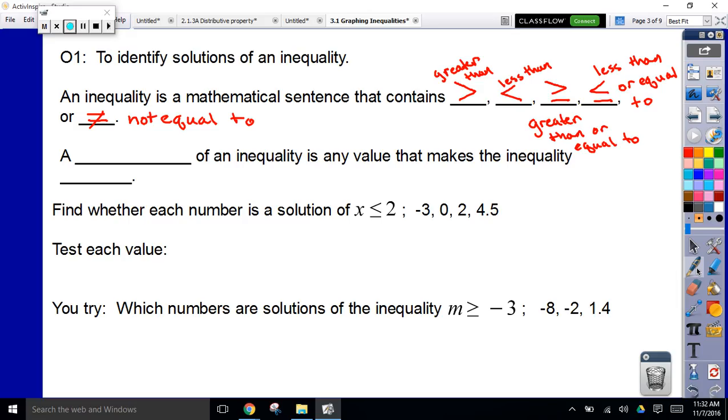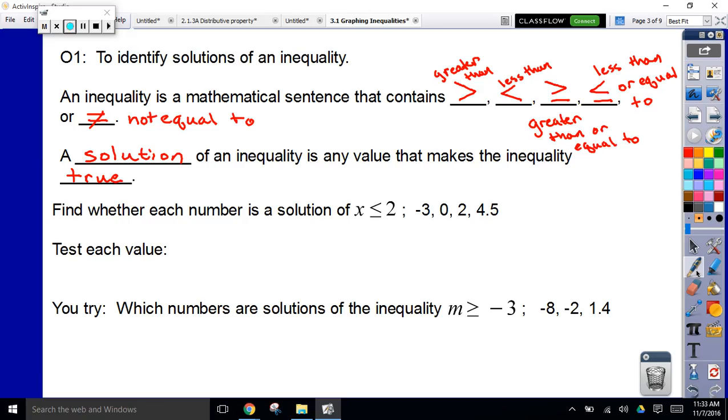Okay, a solution of an inequality is any value that makes the inequality true. So when we have equations, we're looking for one right answer. We get an answer like x equals 5. There's only one possible answer. When we're talking about inequalities, we have multiple answers. We have an infinite number of answers.